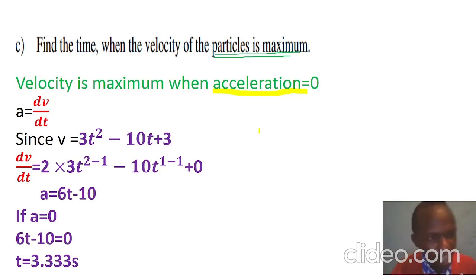What is acceleration? For the benefit of the physicists who are watching, acceleration is the rate of change of velocity with time. So the change in velocity with time, that is acceleration. Now, how do we get acceleration? Acceleration is a derivative of the velocity function.